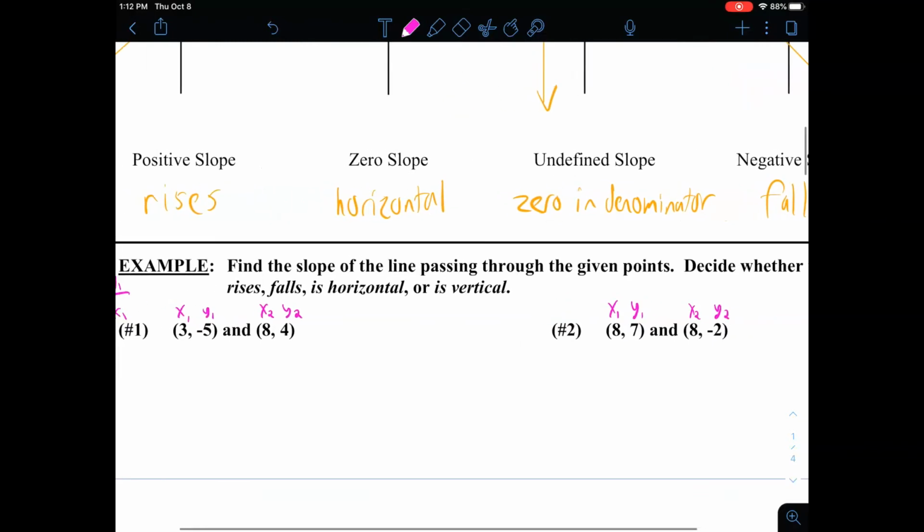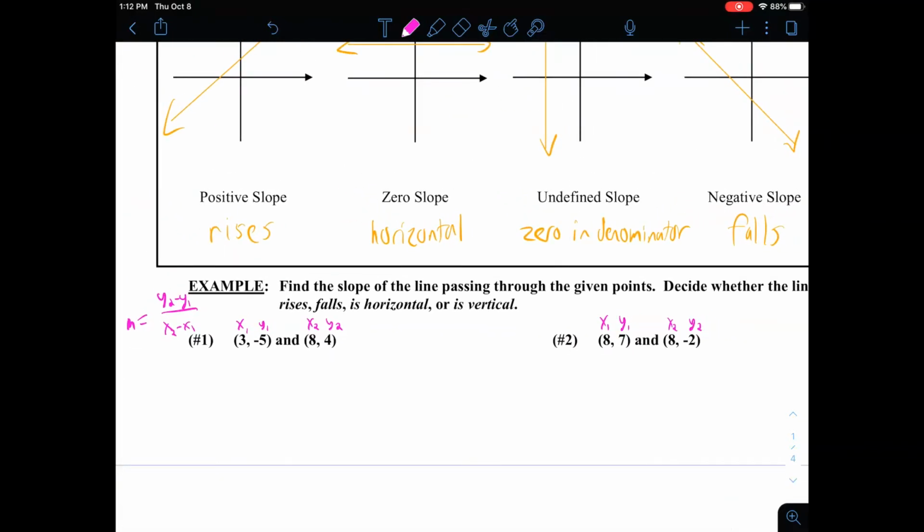Some people goof up how they label this. Just remember that every point, every ordered pair needs an x and a y. So it's x1, y1, and it's x2, y2, okay? Or x3, y3, x4, y4. You need an x and a y no matter what type of thing you're doing here, okay? So we're gonna plug into this equation.